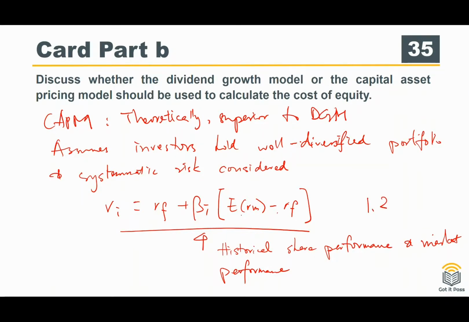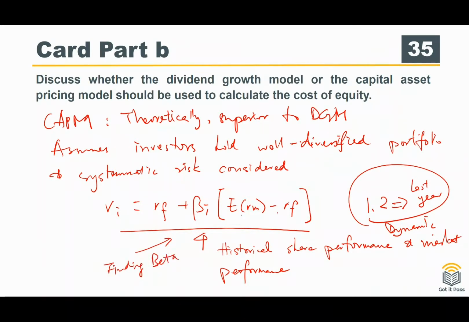But it is only valid maybe for, say, last year. And this number is dynamic, which means it may change every day. Finding the beta is not easy.